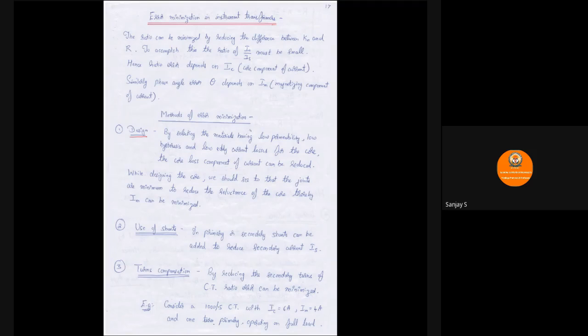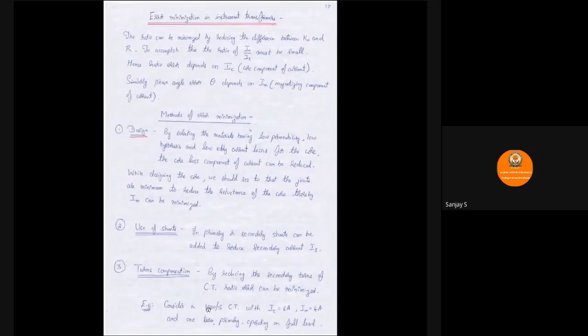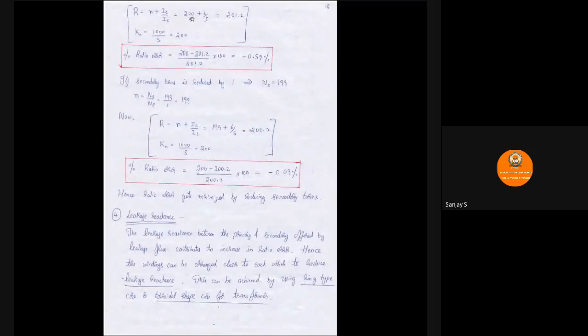To understand this, let us take a simple example. Let us consider a 1000 by 5 CT having core component of current 6 amperes, magnetizing component of current 4 amperes, and it has 1 turn primary operating at full load. For this case, R will be equal to N plus IC by IS. N is nothing but the turns ratio, which is 1000 divided by 5, which is 200. So 200 plus IC is 6, IS is 5. So 200 plus 6 by 5 will give us 201.2. And Kn again is nothing but the transformation ratio 1000 by 5, 200.